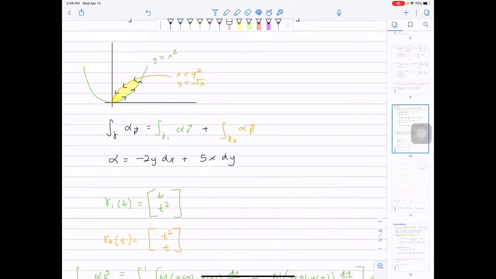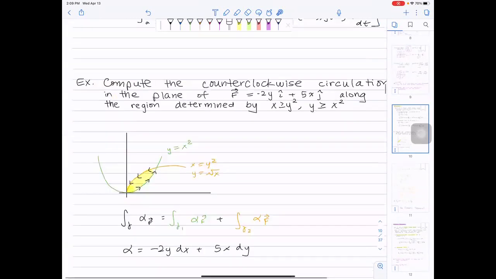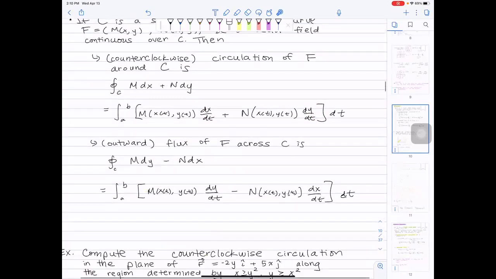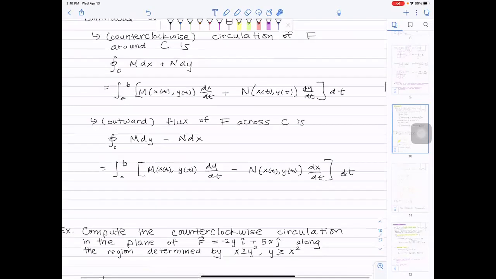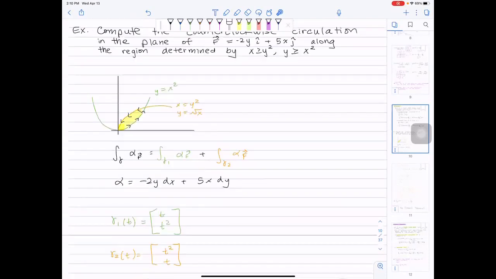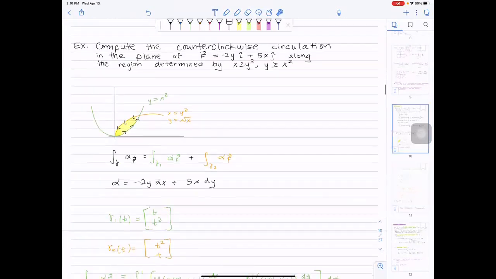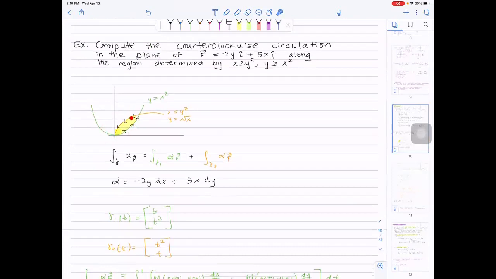Using the methods we learned from last week, we have to parameterize it because our definitions are that we plug our parameterizations into our function and then multiply by the derivatives of those parameterizations. So we should parameterize here. Okay, so knowing these parameterizations, we can now compute. So we're computing the circulation of this whole path.